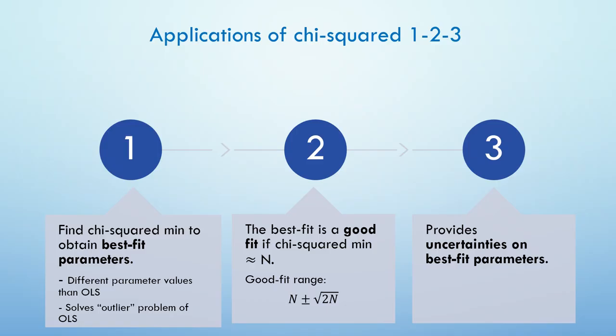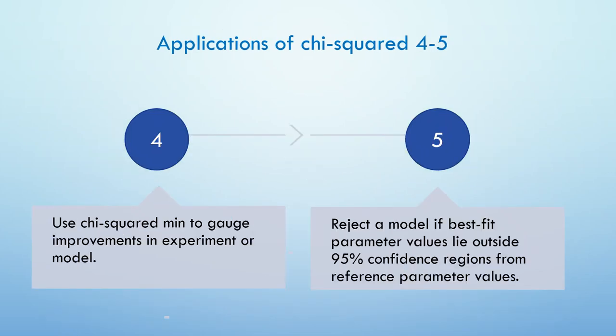And just like those late night TV commercials that go on to say, but wait, there's more, that can be said for chi-squared analysis as we turn to even more applications. A fourth application is that we now have a metric, chi-squared min, to gauge improvements in experiment or model. If improvements are headed in the right direction, chi-square min will approach n.